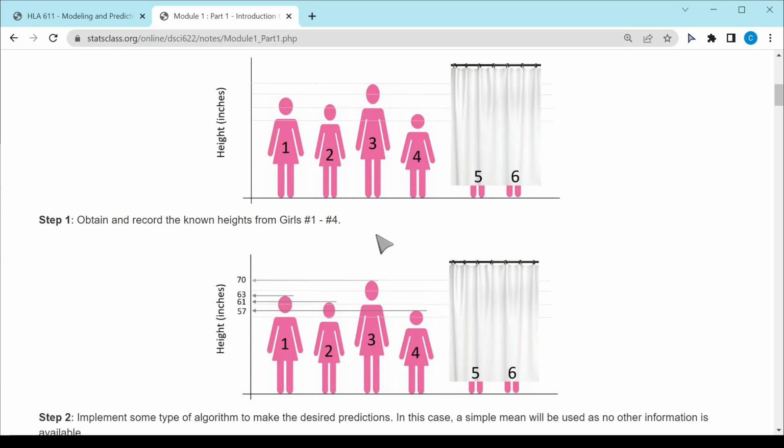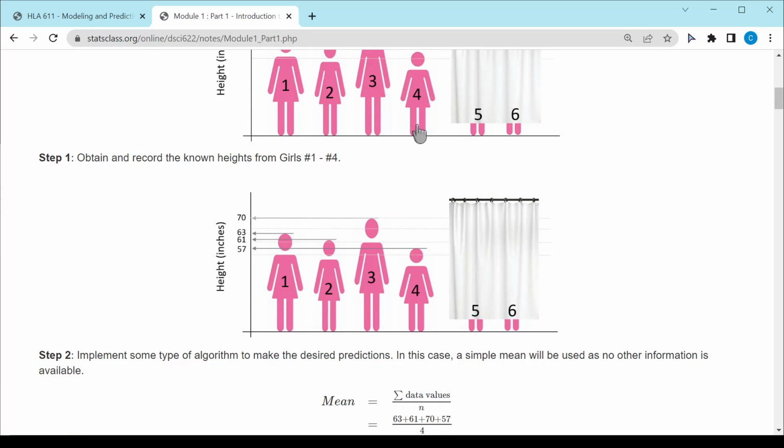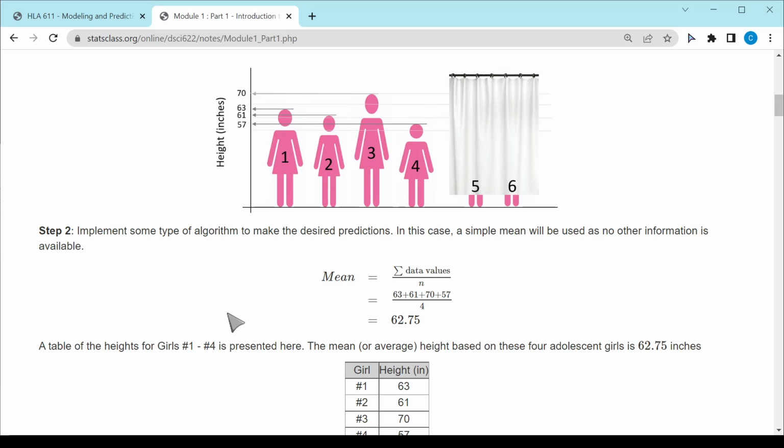So what I need to do is obtain and record the heights of these 4 girls who have known heights. So for example here, girl number 1 is 63 inches tall, girl number 2 is 61 inches tall, girl 3 slightly taller at 70 inches, and then girl 4 here at 57 inches. I'm going to take the information from these 4 girls, which is simply their heights, and use that to make a prediction for these others.